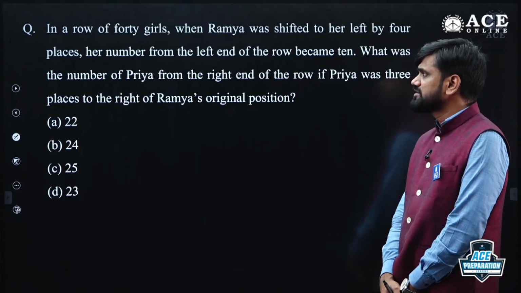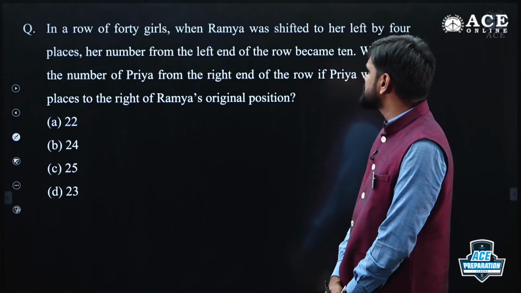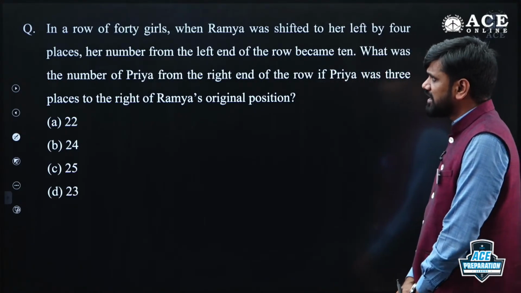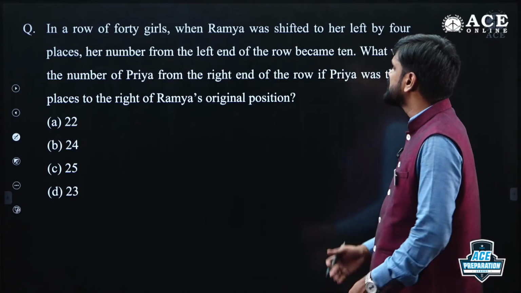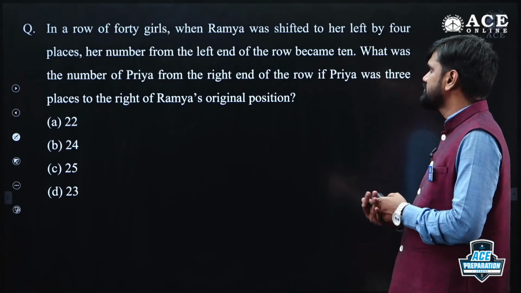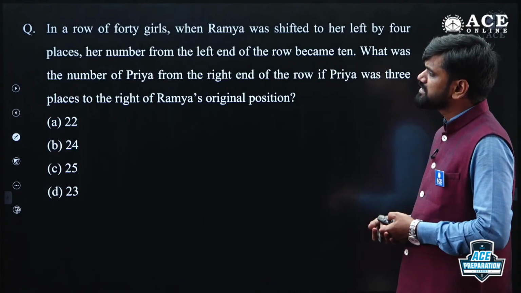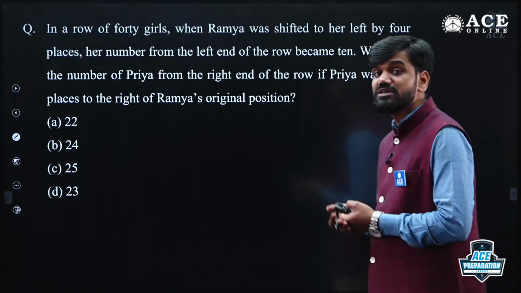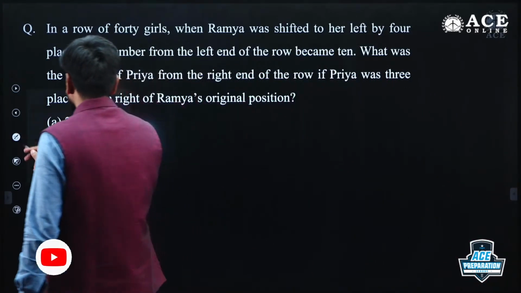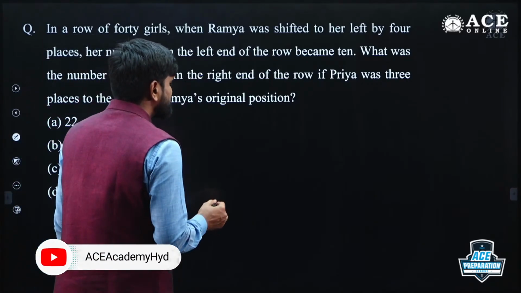In a row of 40 girls, when Ramya was shifted to her left by 4 places, her number from the left end of the row became 10. What was the number of Priya from the right end of the row if Priya was 3 places to the right of Ramya's original position? Okay. Now go ahead, let us try to put the number line first.